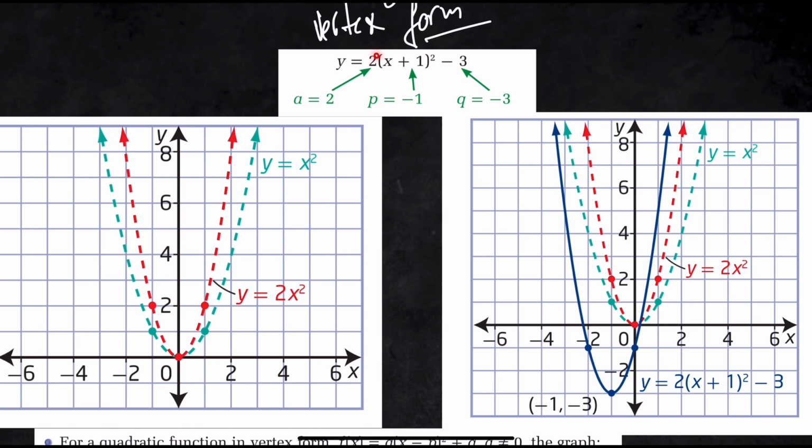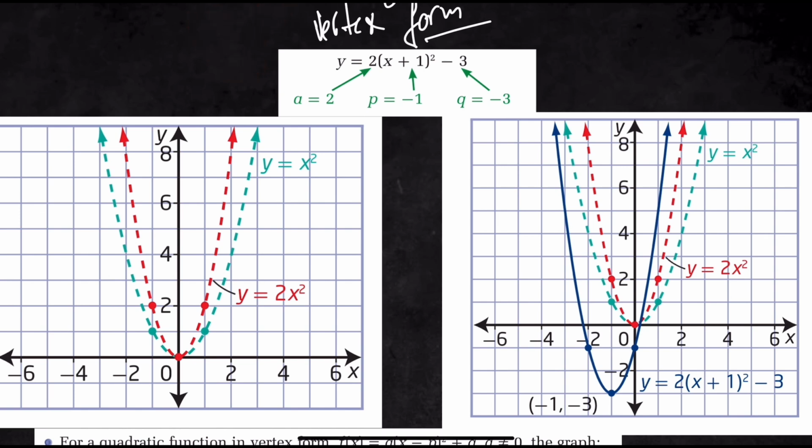I have my a is positive. That means my parabola, the original one, which is y equals x squared, should look up, because my a is positive. And also my a is 2, which means my parabola should look smaller than the x squared, the original one.